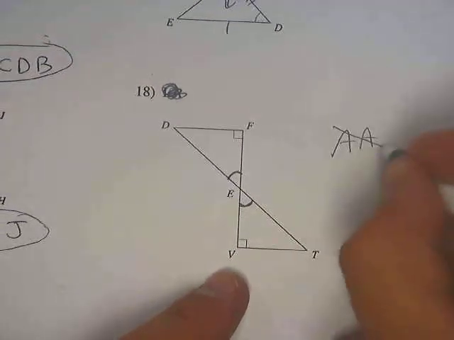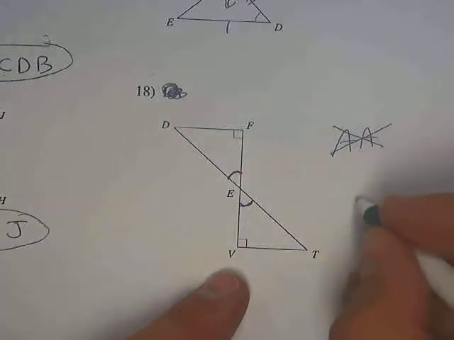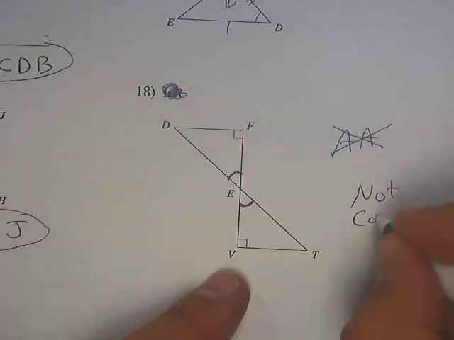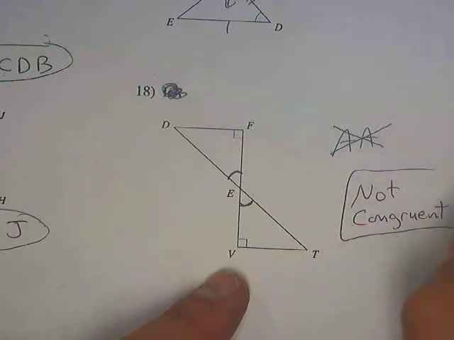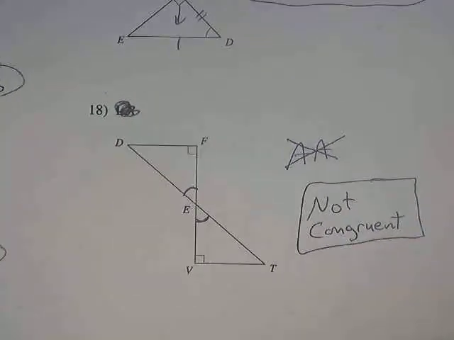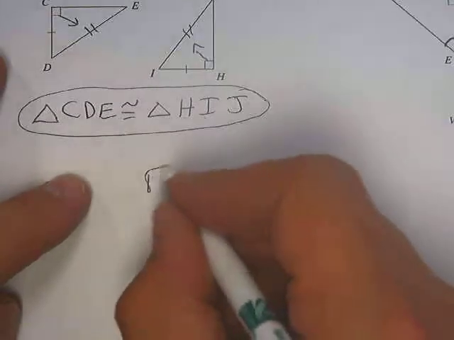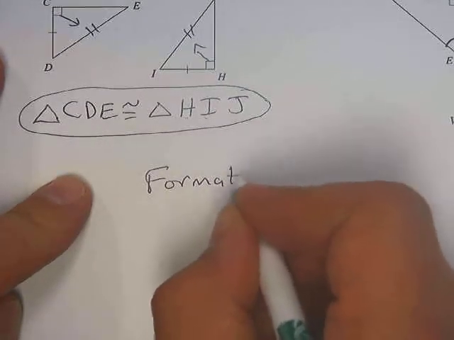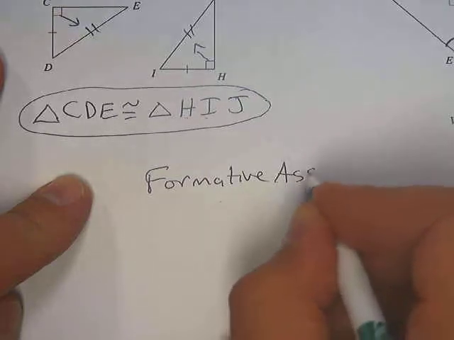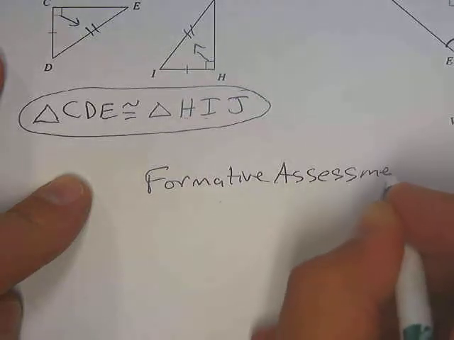And last but not least, angle E. It's congruent. Those are vertical angles. Those are congruent to each other. So I just have 2 angles over here, 2 angles over here. That's not a way to prove triangles are congruent, so they're not congruent.